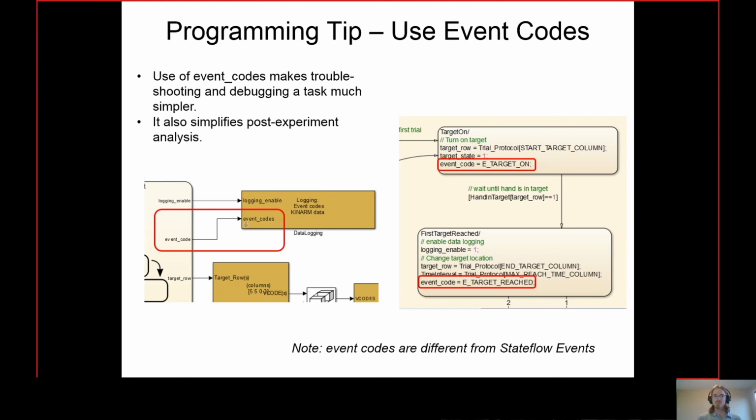So to tell you later, as you're analyzing your data, something specific happened at this time. In this case, the example here is the target turned on, or the subject reached the target. These are incredibly useful because without these, there's next to no way to tell when certain types of things happened within the system without doing some kind of backflips and using heuristics to figure out when things happened.